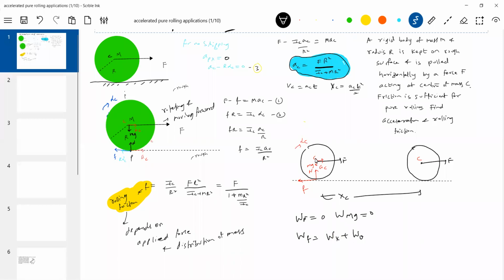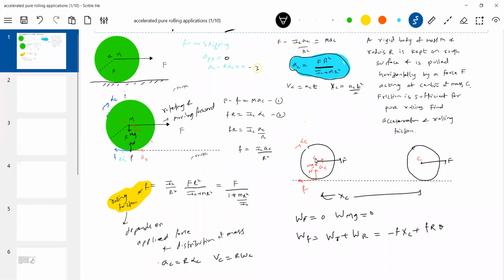Shall I put it like this? X and theta, translational and rotational, or T and R, I'll write it. Translational work done: it does negative work. Then what about rotational work? It is setting up a torque, no? F into R into theta. And for accelerated pure rolling, what do you mean by that? AC is equal to R alpha C, VC equal to R omega C.